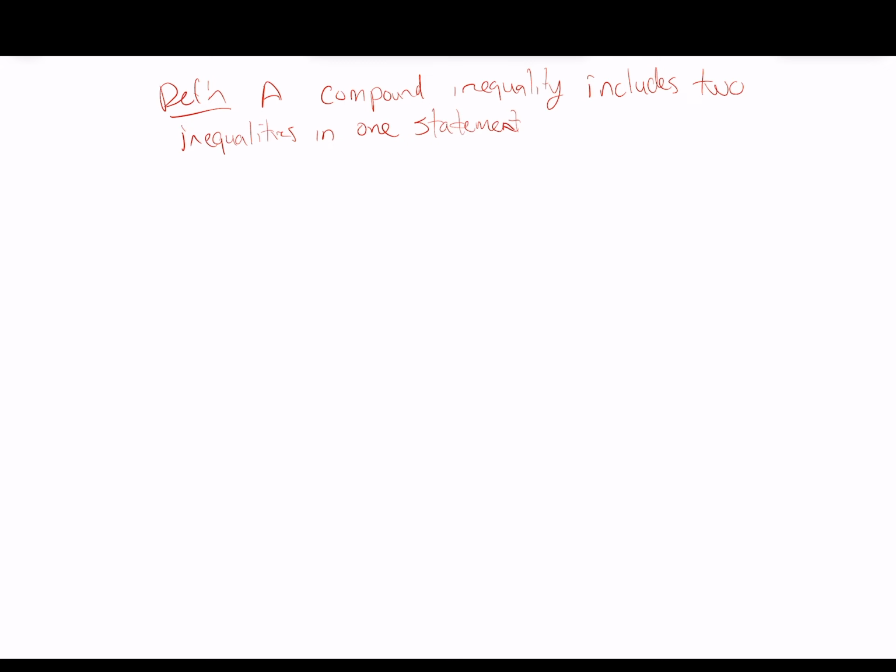For example, if we have 4 less than x less than or equal to 6, that includes 4 less than x and x less than or equal to 6. So that compound inequality takes this and that. So the 4 less than x and the x less than or equal to 6. Okay, so we can also solve compound inequalities.